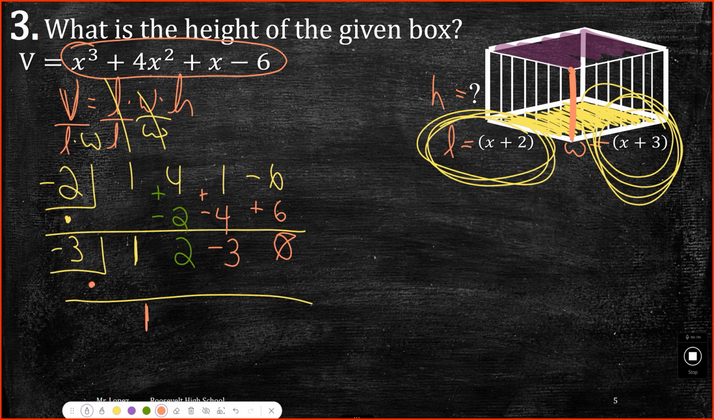Multiply. Negative 3 times 1 is? Negative 3. You add. Negative 1. Multiply. Positive 3. Yes? Yeah. And then it's going to be what? 0. So the answer, how many times did we divide? Twice. So it's going to go from 3 down, 3 minus 2, 2 times. 3 minus 2 is 1. So it's going to be 1x minus 1 is the height.